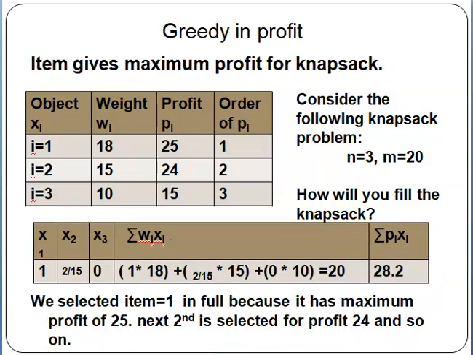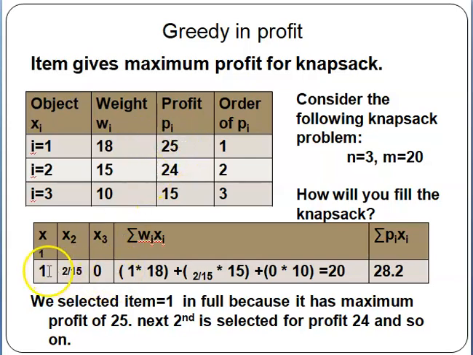Then we can be greedy in profit. Now the order of the items that we are going to consider will be in the order of the profit. So the first item has the maximum profit, the second one has the second highest profit, and the third one has the third highest profit. So this is the new order. So first we will consider the first item with the maximum profit.